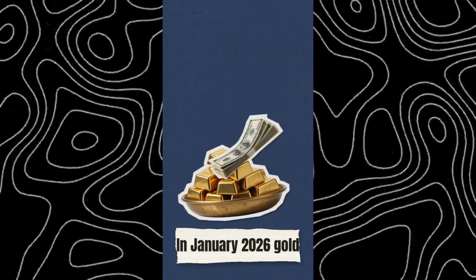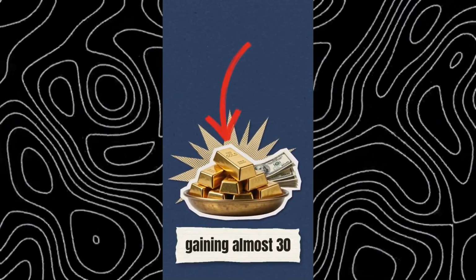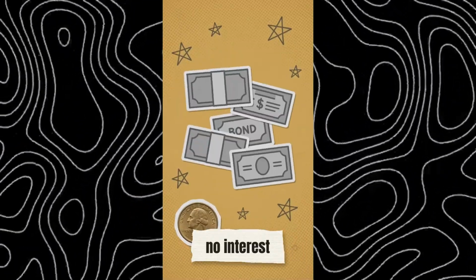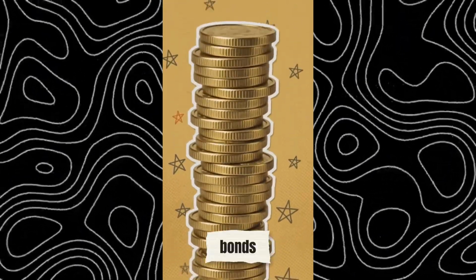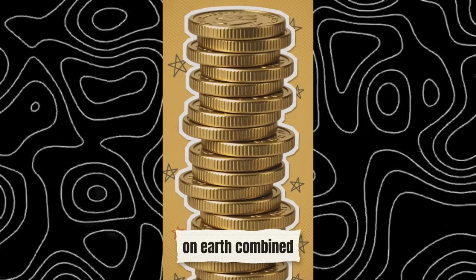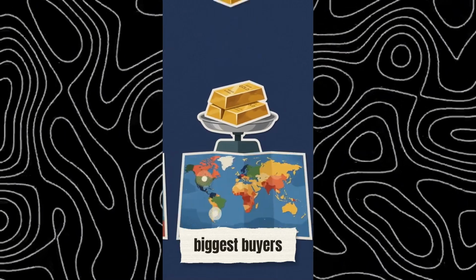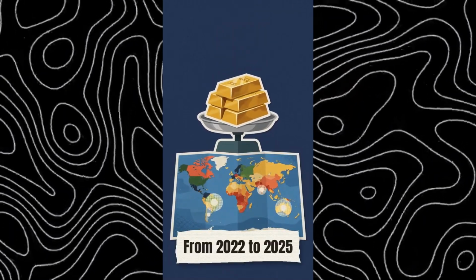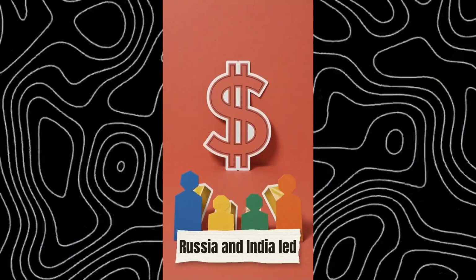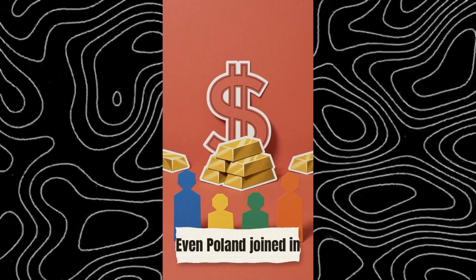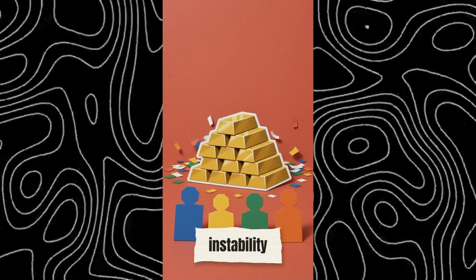In January 2026, gold blew past $5,500 an ounce, its highest price ever recorded, gaining almost 30%. In weeks, gold pays no interest. It just sits there. Yet, last year it out-earned stocks, bonds, and nearly every currency on Earth combined. Central banks are the biggest buyers. From 2022 to 2025, they bought over 1,000 tons of gold every single year. China, Russia, and India led the stockpiling. Even Poland joined in, building reserves to protect its currency from regional instability.